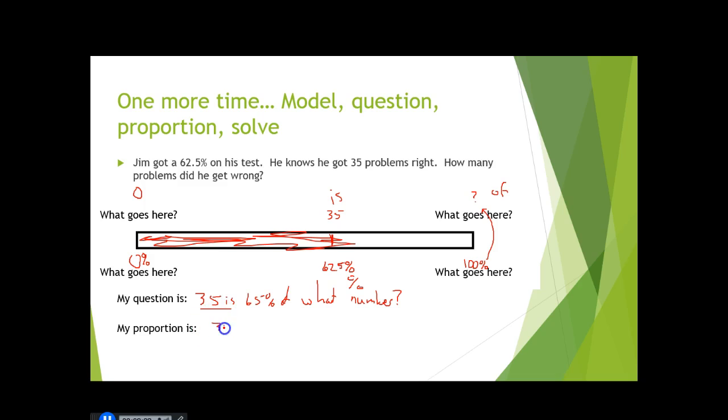So 35 over x equals 62.5 over 100. And then cross multiply and solve. 3,500 divided by 62.5 is 56. So there were 56 problems on the test. Does that answer my question? No, it does not, because we want to know how many he got wrong. So if there were 56 total problems and we got 35 right, you have to take 56 minus 35, and you get 21. And that's how many problems he missed.